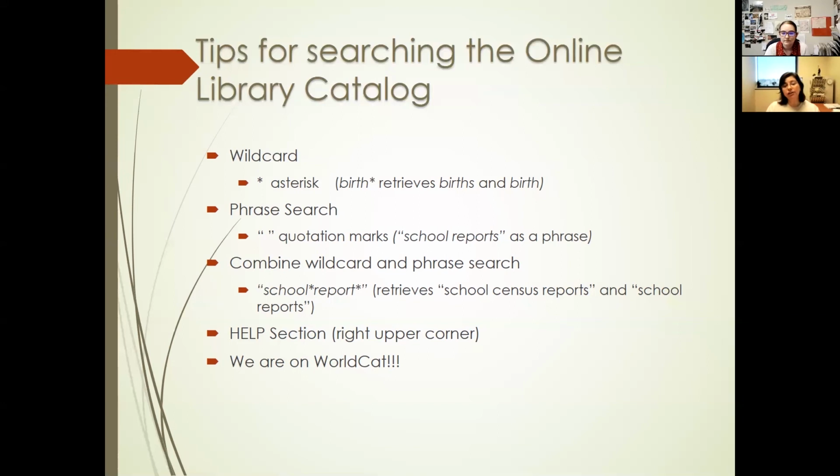But again, wildcards, the asterisks, are very important, and quotation marks will search for two words or more as a phrase. You can combine wildcard and phrase search. So you can have "school*" "report*", and it will retrieve school census reports and school reports. And there is always a help section, or help corner, on both the Gateway and the online catalogs for the archives, for the library, and for the newspapers.